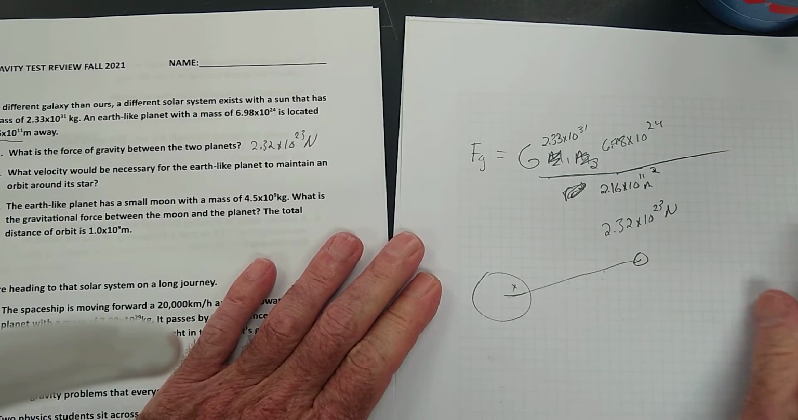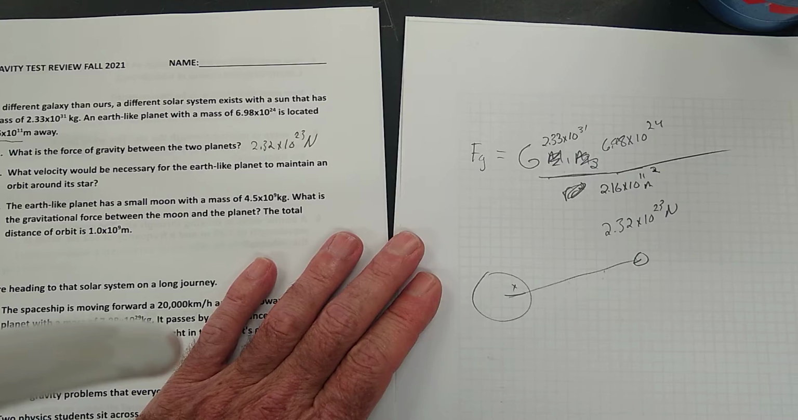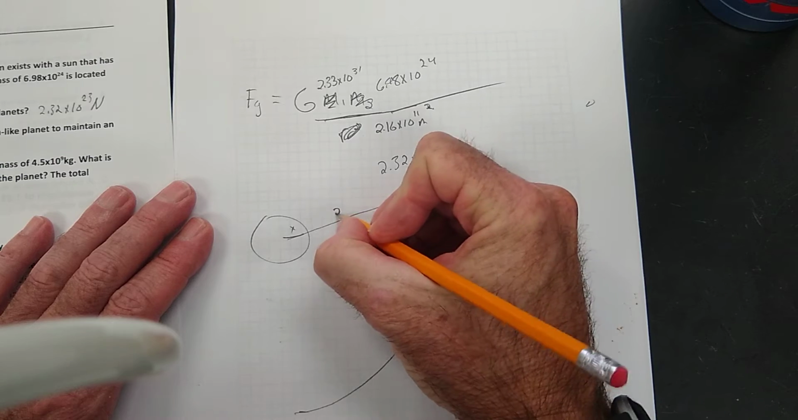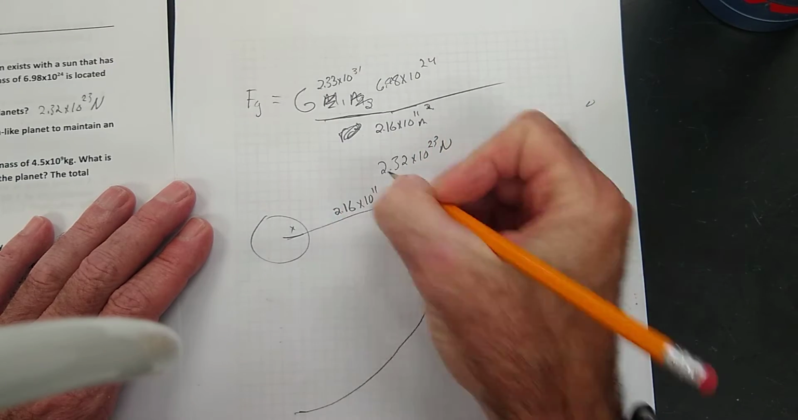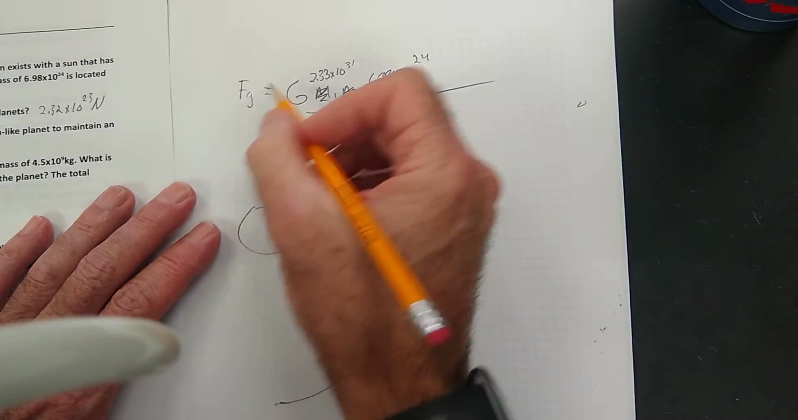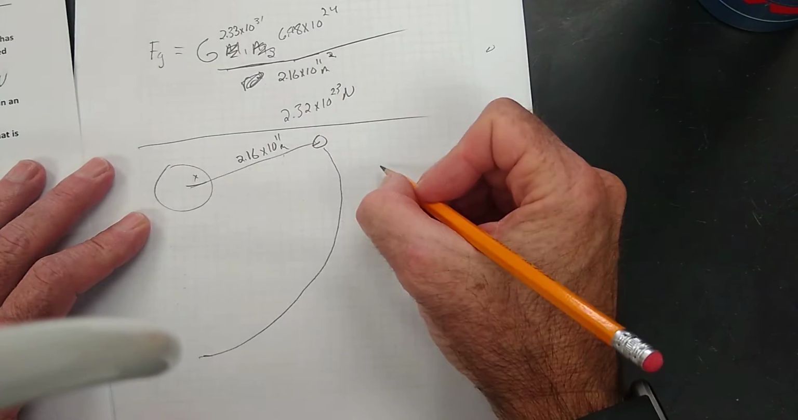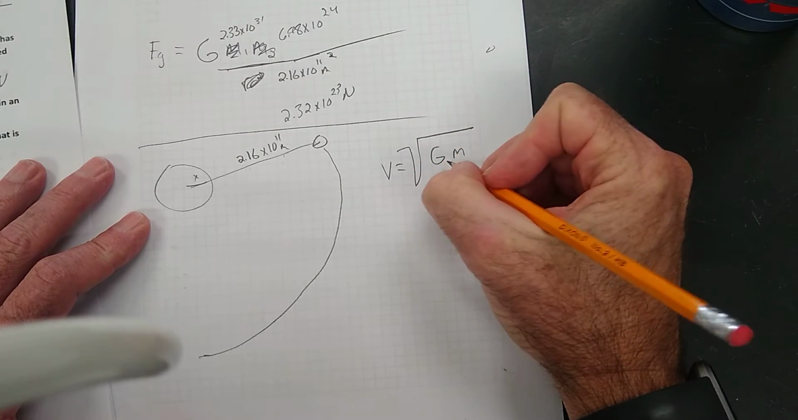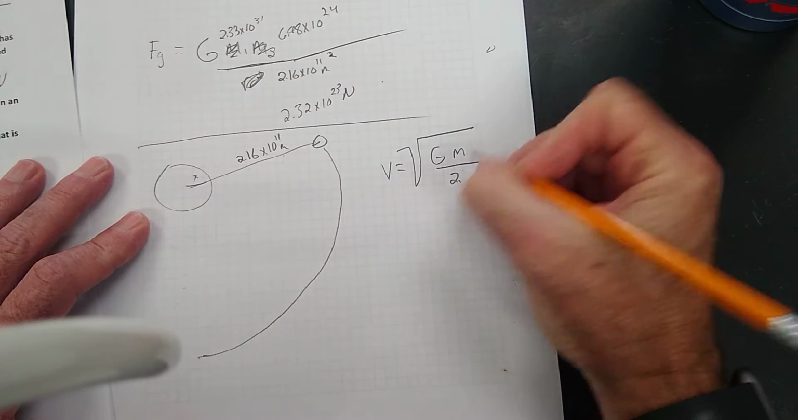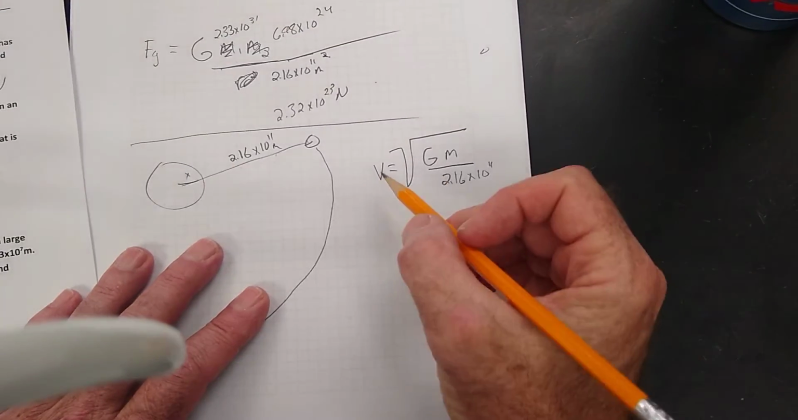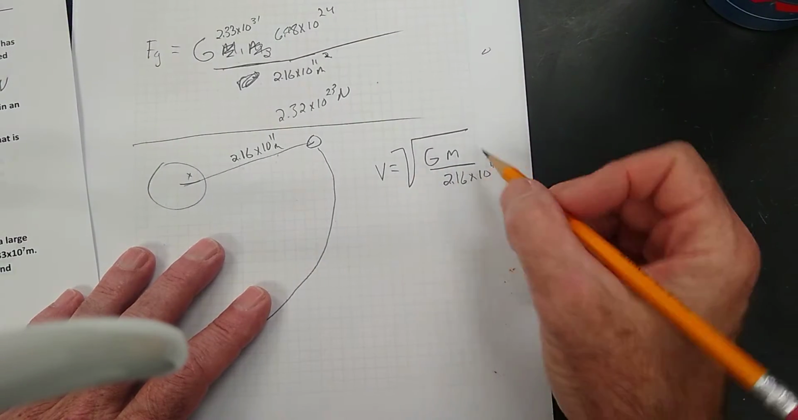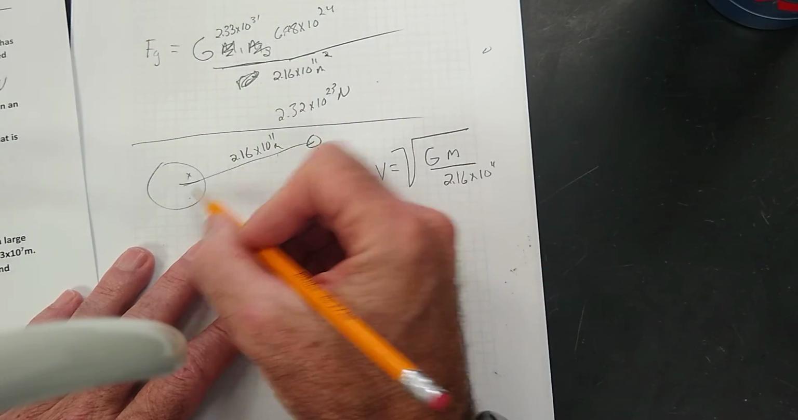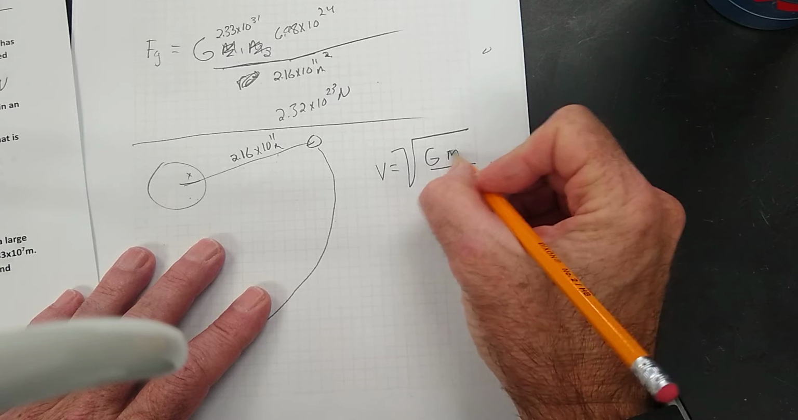What velocity would be necessary to orbit that planet? All right. So this thing's got to orbit it, and the distance is 2.16 times 10 to the 11th meters. So that's the radius. If we're looking at the velocity needed for orbit, velocity is equal to the square root of G times the mass over the radius of orbit. M is the mass of the sun, not the planet. The mass of the orbiting thing doesn't matter.